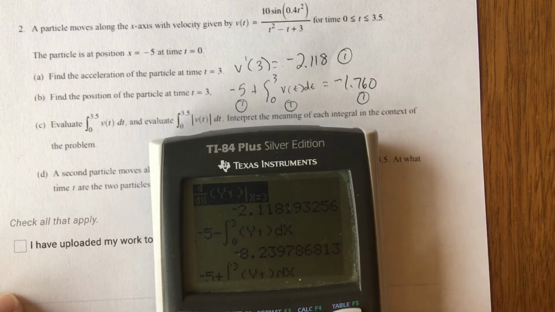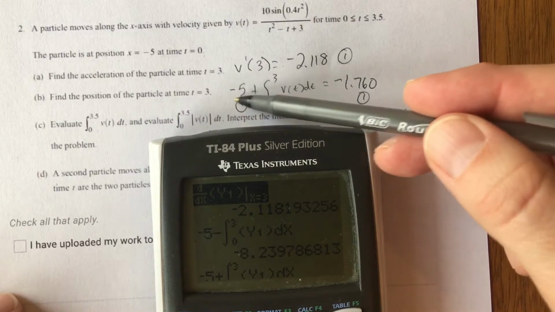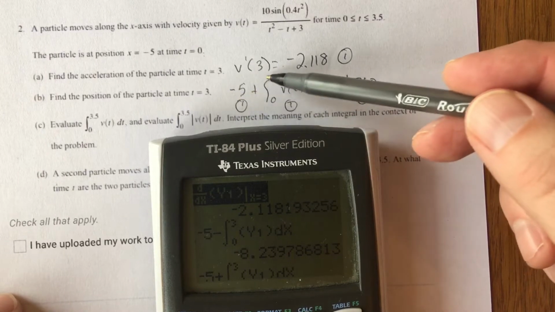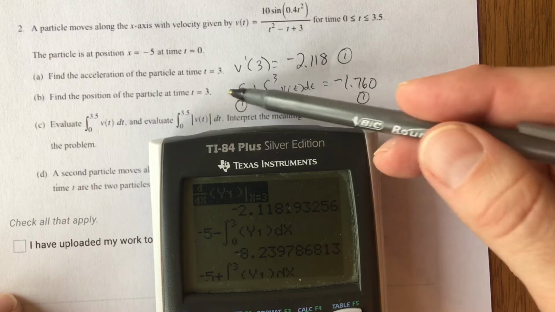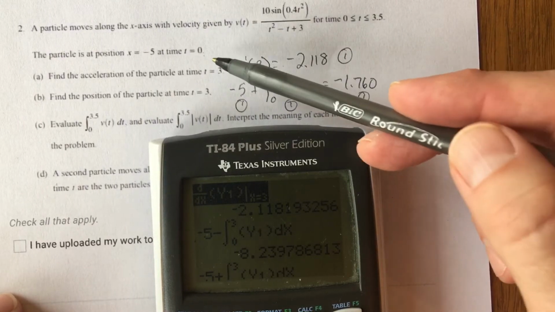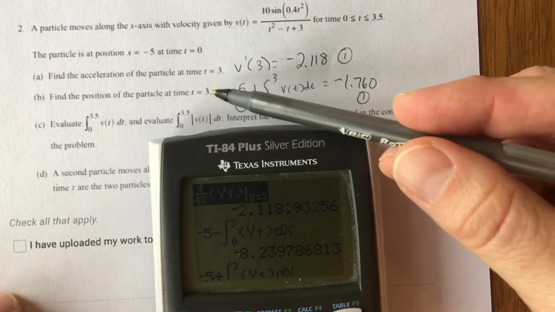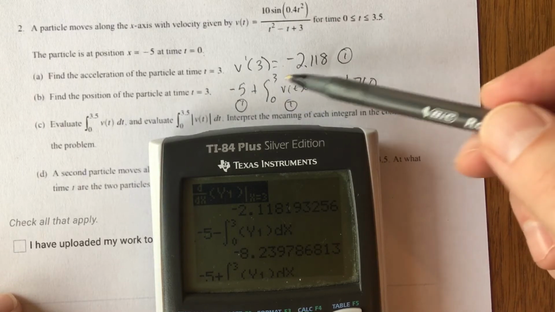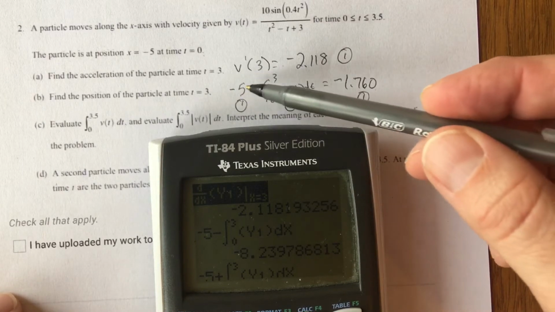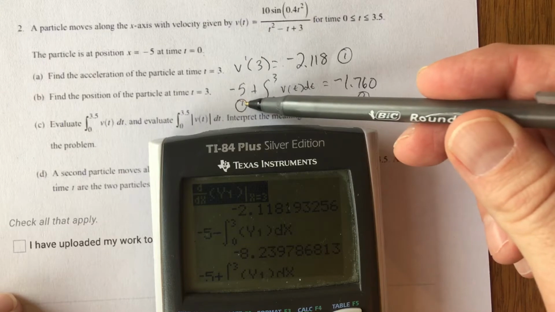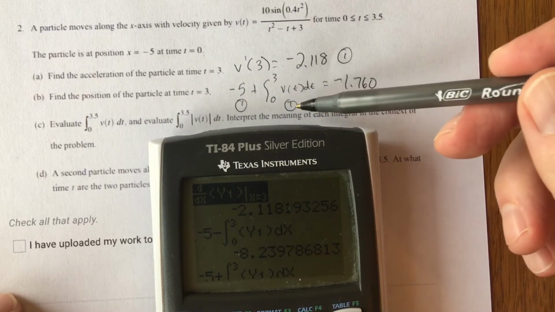Then as far as the position goes, we're going to have our initial position, negative 5, plus the change in position from that time, which was time 0, to the time we want, which is time 3, of the rate of change, which is velocity. So if you put the negative 5, the initial position down, you got a point. If you had this set up, you got a point.